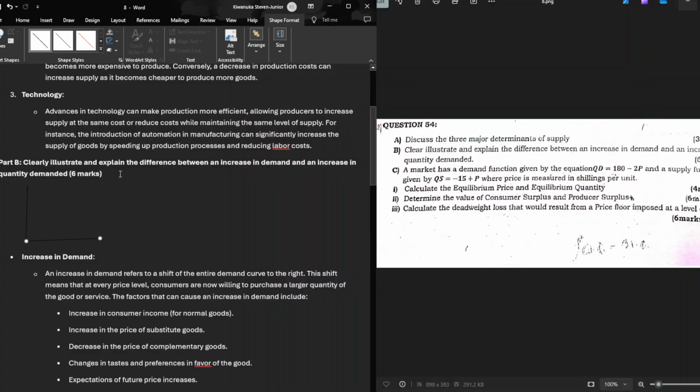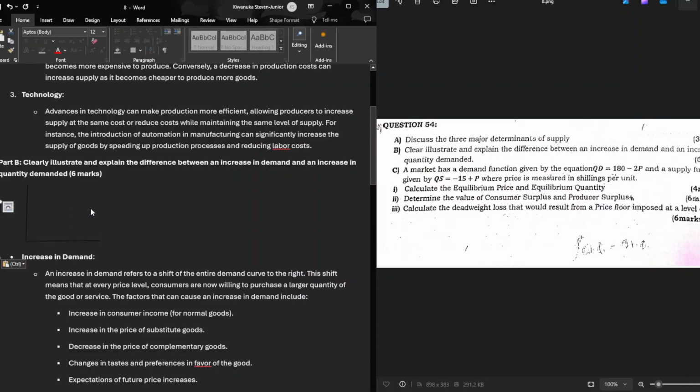We draw the demand curve. But if they say increase in demand, that means we are considering the same price. That one you should take note. So let's say if this is the price, but we are looking at only an increase in demand. That means our shift of these curves is to the right.